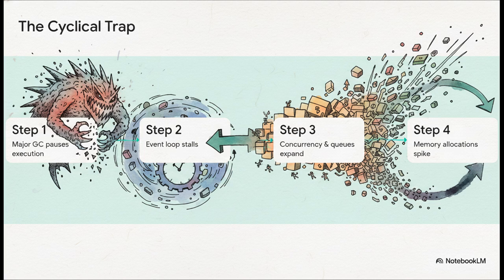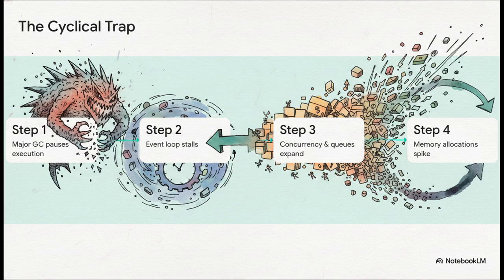Think of it like a domino effect. Step 1, a major garbage collection pauses execution. Step 2, because of that pause, the event loop completely stalls out. Step 3, concurrent requests start piling up and your queues expand. And step 4, because there are now way more in-flight objects existing all at the same time, memory allocations spike again, which, you guessed it, triggers even more garbage collection.